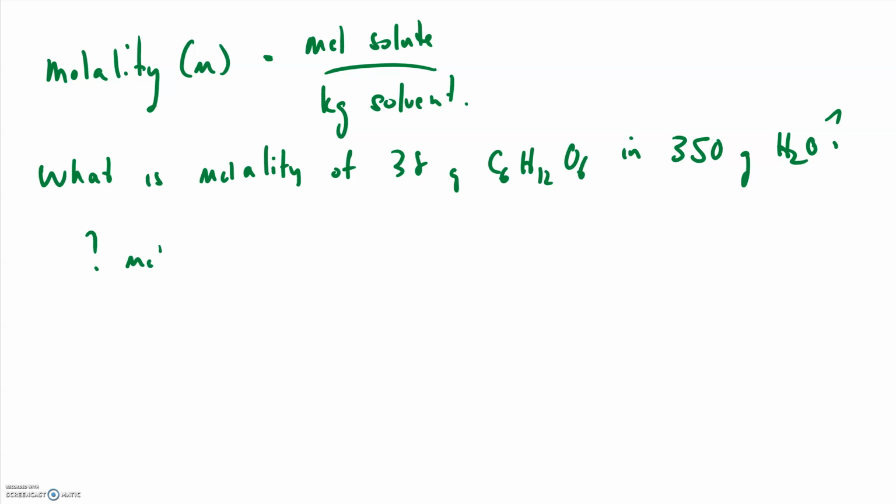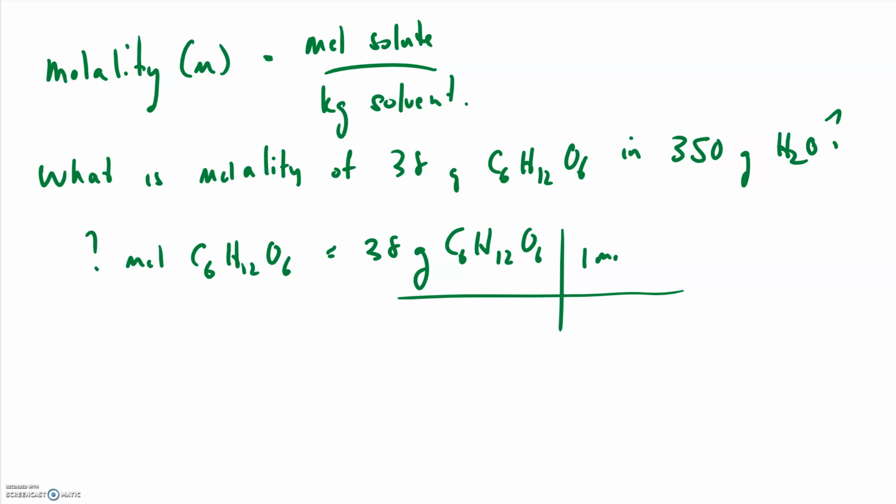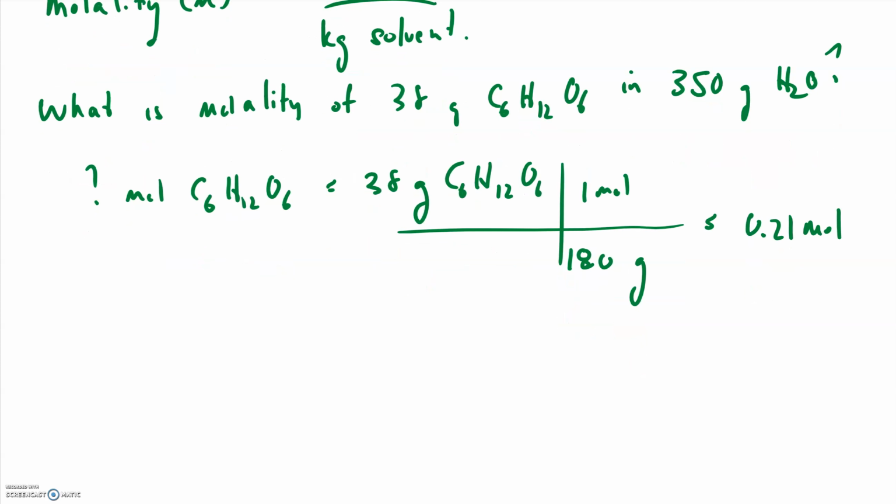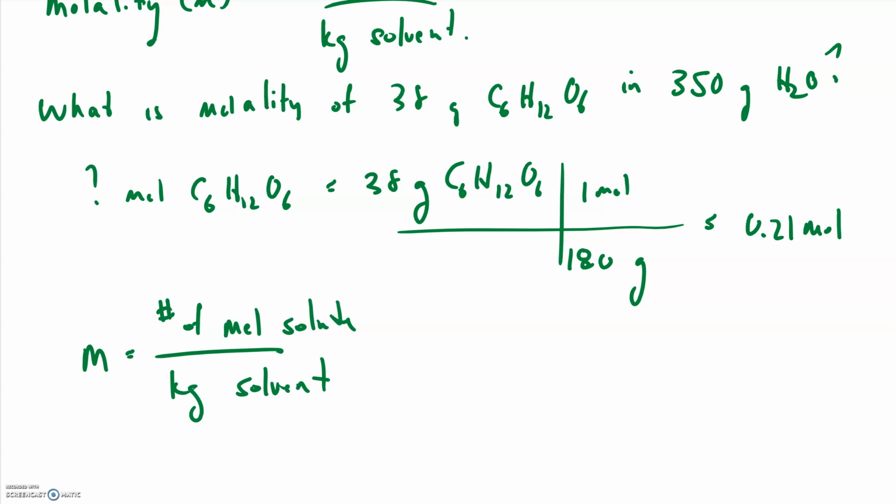So the first thing we need to know is how many moles of cellulose do we have if we have 38 grams, and if we know that the molar mass of cellulose is 180 grams. Busting that out on the calculator is 0.21 moles. So what's our molality? Well, remember that molality is number of moles of solute per kilogram of solvent, and in this case our solvent is this 350 grams of water.